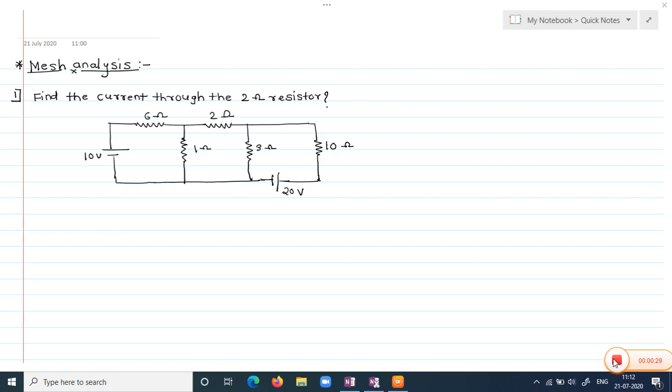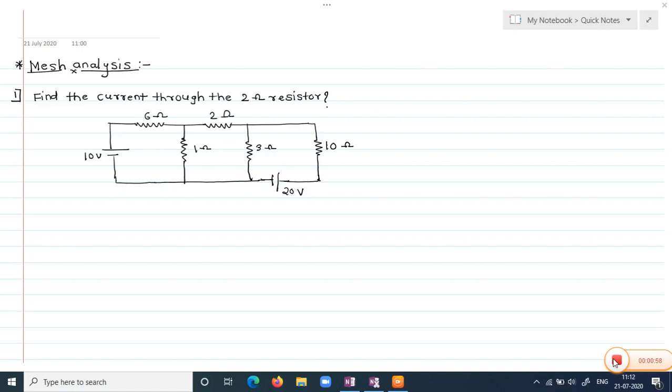Now we will see our first example based on mesh analysis. In that, you have to find the current through the 2 ohm resistor. That is our aim. Here, two independent sources are present in this particular electrical network: one is a 10 volt, and another is a 20 volt.